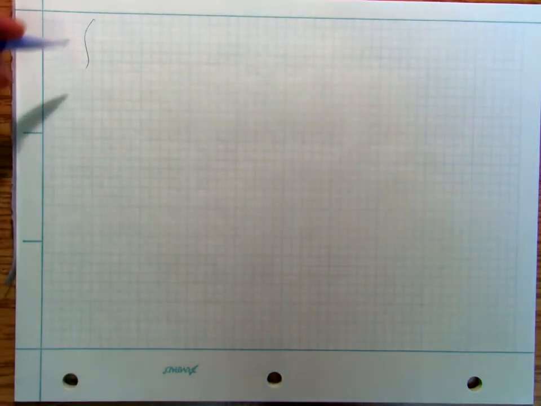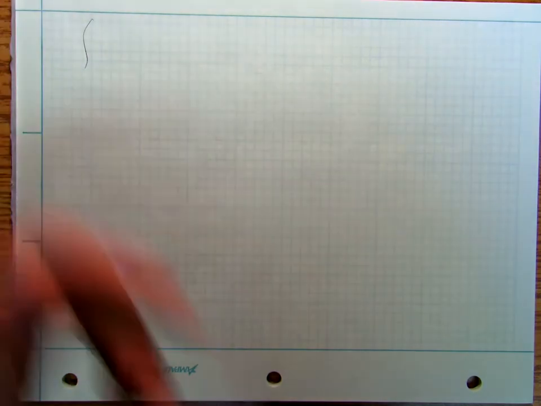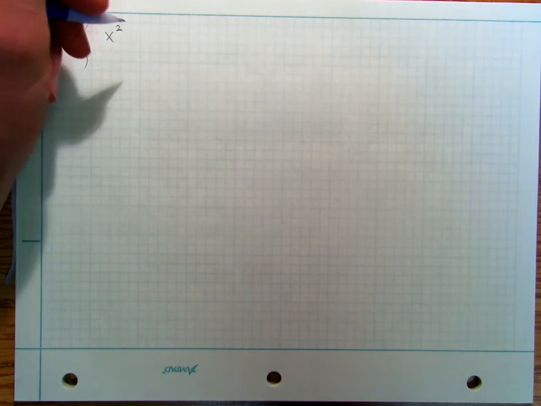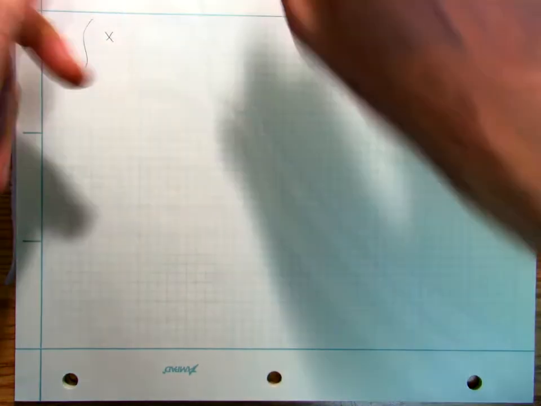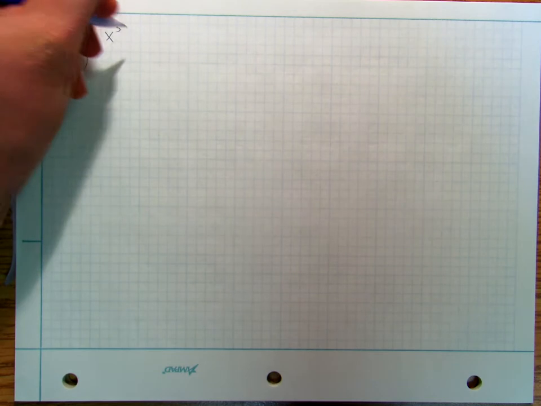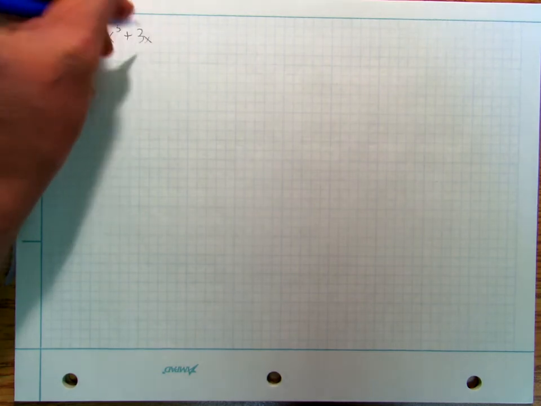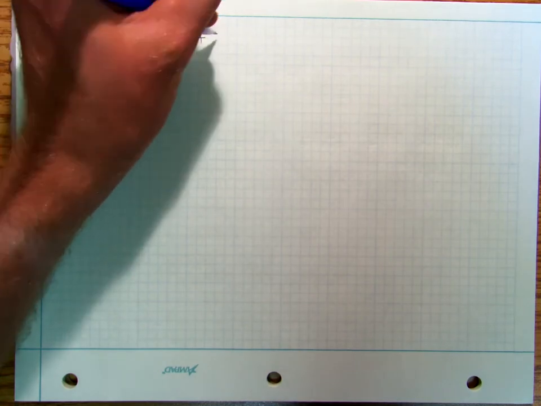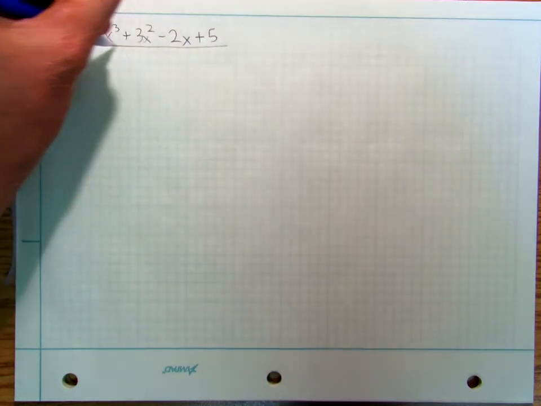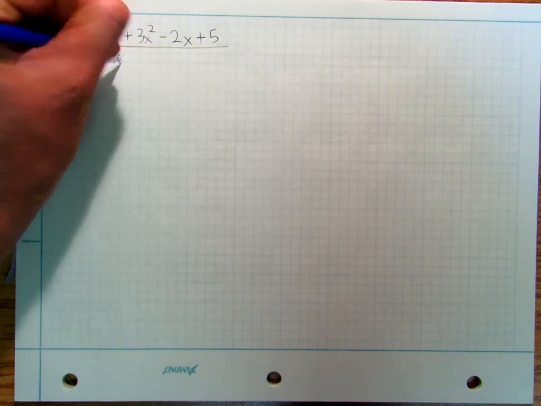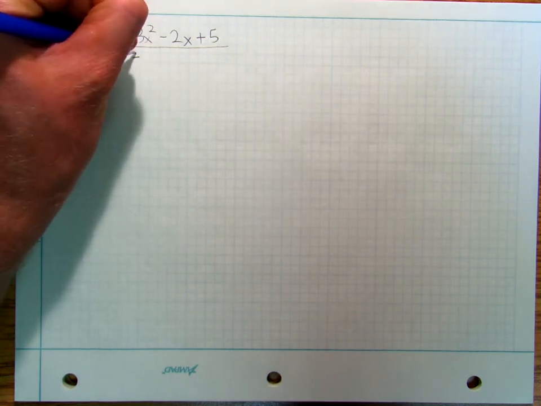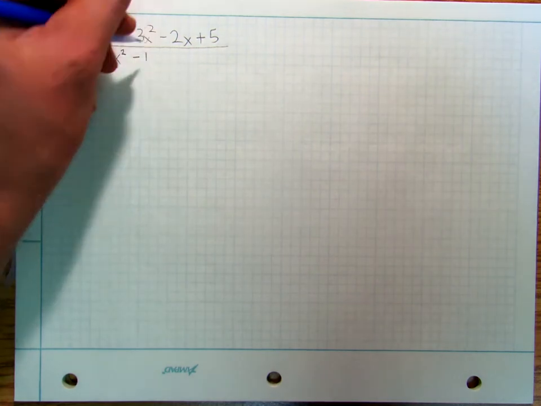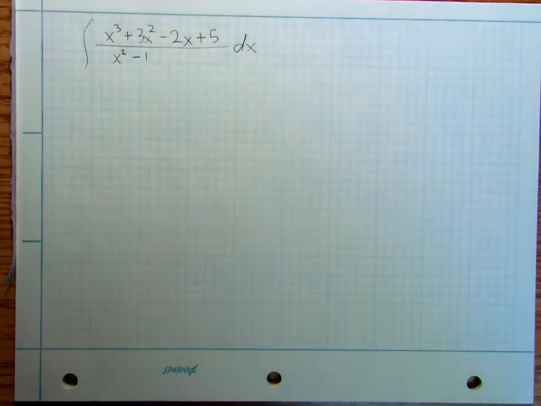Okay, so then I think I'm going to do another one in this video that keeps the theme going. I'm going to do x cubed plus 3x squared minus 2x plus 5 all over x squared, let's just do x squared minus 1. Let's not make it too complicated.